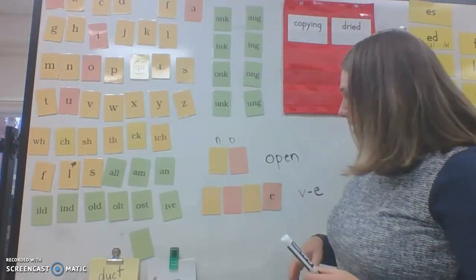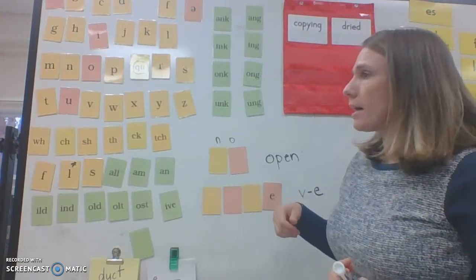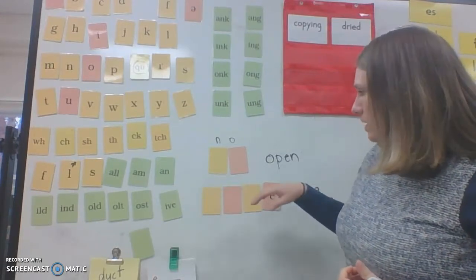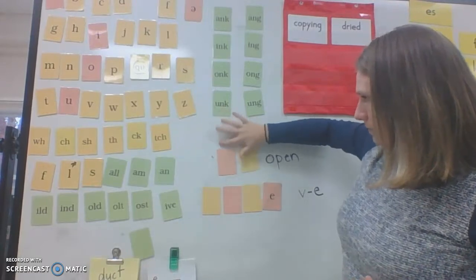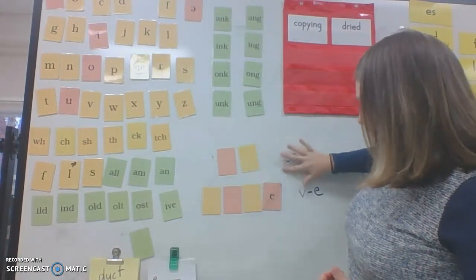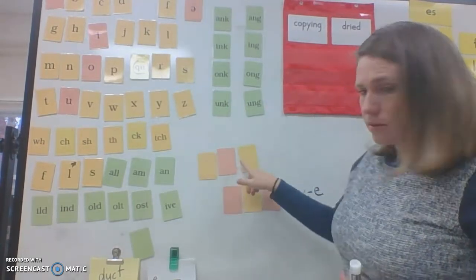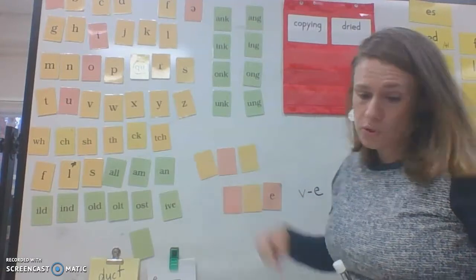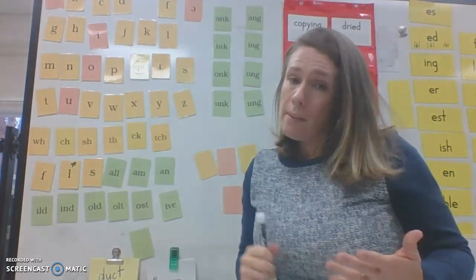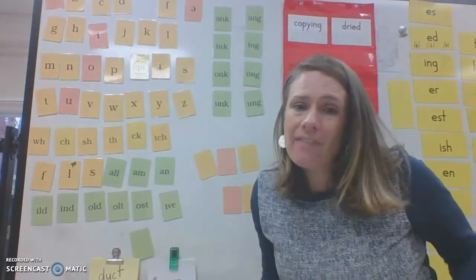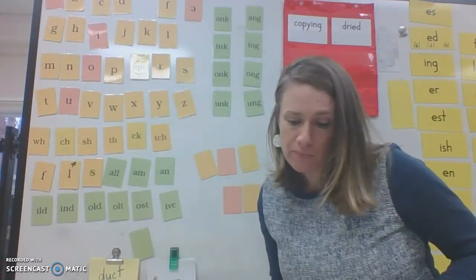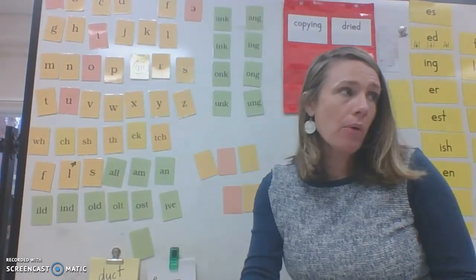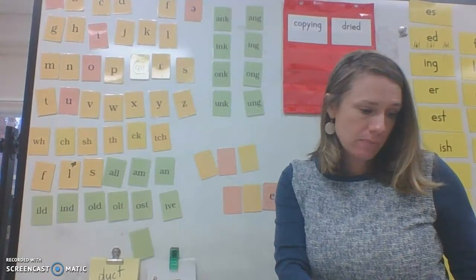Okay, and let's review one more type. If we were to put a yellow one after, this would now be closed, okay? So just remember, all of these syllable types have exceptions. Exceptions are things that break the rules. Let's look at these and talk about why we have these exceptions.